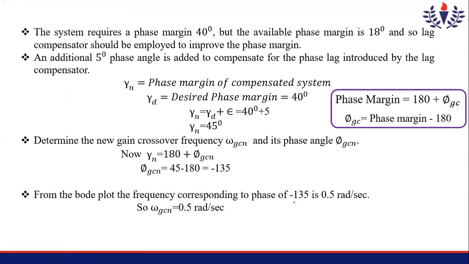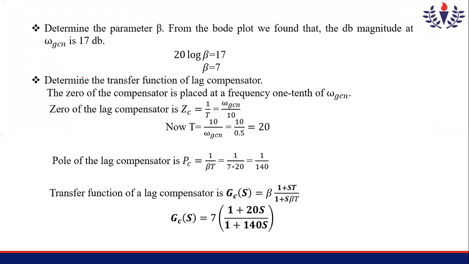Now that is a minus 135 angle. We are having a frequency of 0.5 radians per second. For getting the phase angle minus 135, the frequency is 0.5 radians per second. That is omega GCN is 0.5 radians per second. At that omega GCN, what is the dB magnitude we are having? 17 dB. At that omega GCN magnitude is 17 dB.